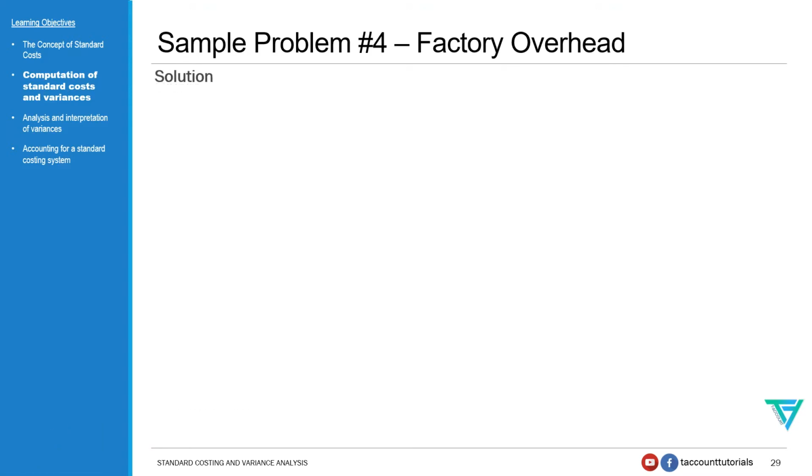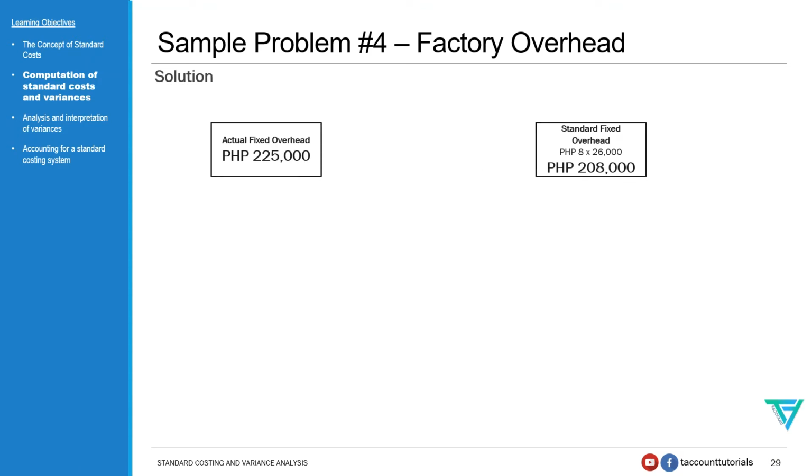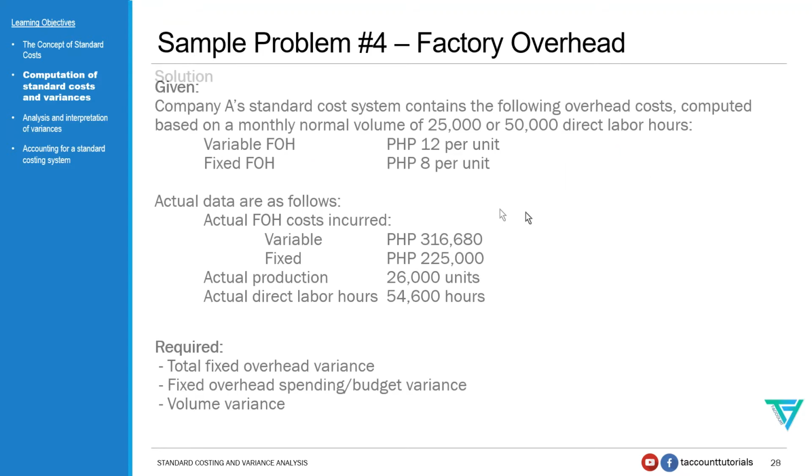So we could go ahead and follow a similar analysis here wherein we plot both actual fixed overhead and standard fixed overhead. Actual fixed overhead to the left and standard to the right. Total actual fixed overhead is just given. It's 225,000 pesos. And for standard fixed overhead, we have to multiply the standard rate of 8 pesos by 26,000.